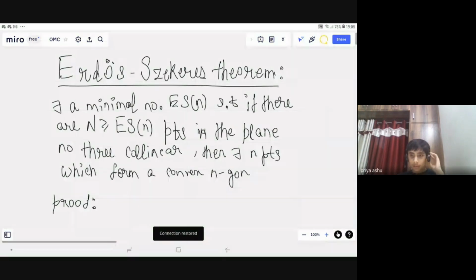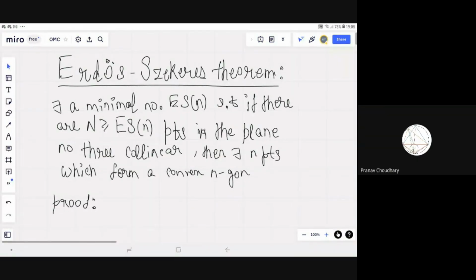Is my screen visible? Yeah, it's visible.